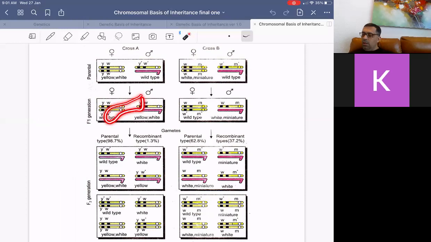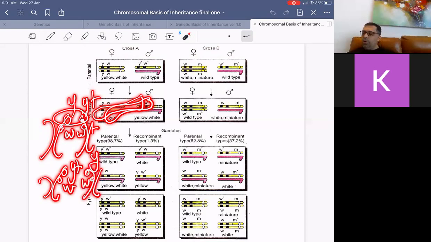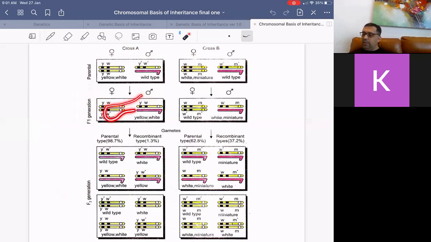And W and Y plus. Y, W. Y plus, W plus. So crossover. So you get Y plus and W, and you get Y and W plus. So ye crossover ho gaya. Y and W plus, and W and Y plus. Again, Y and W plus, and Y plus and W crossed over.